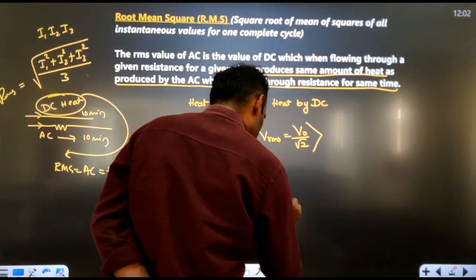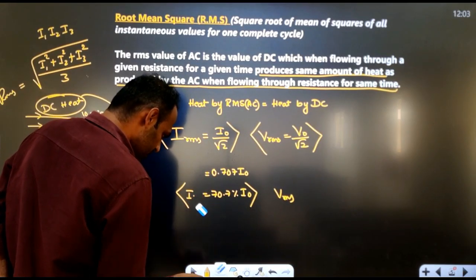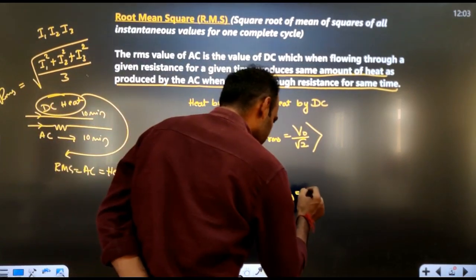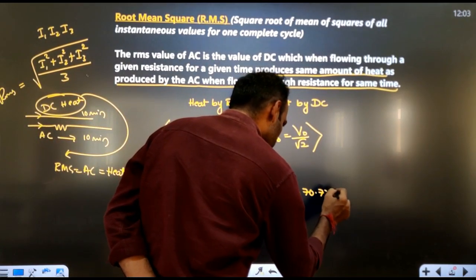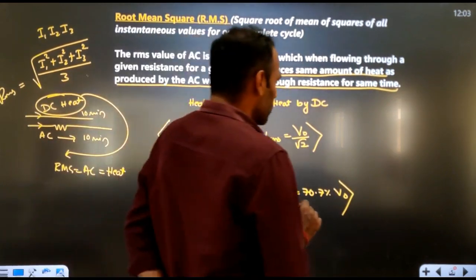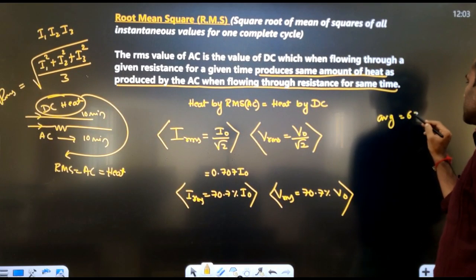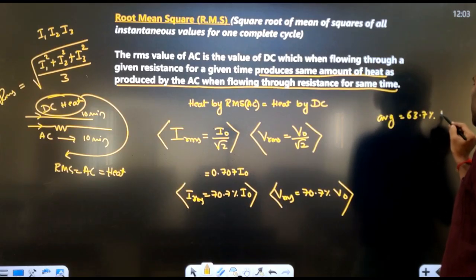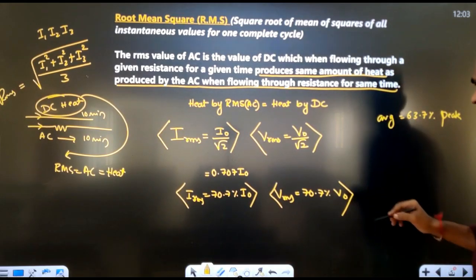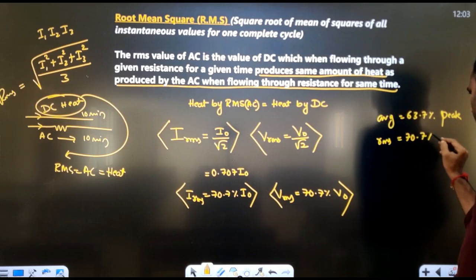See, like this, it is not average, it is RMS value. Okay, so RMS value is equal to 70.7% of peak value. See, earlier we wrote how much the average value is. Average value is 63.7% of peak value. How much is the RMS value? RMS value is 70.7% of peak value.